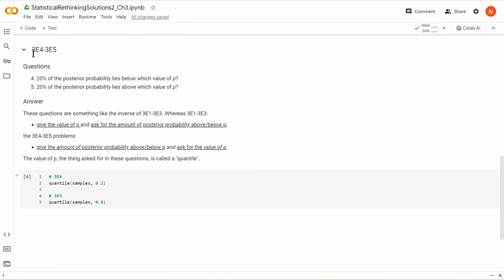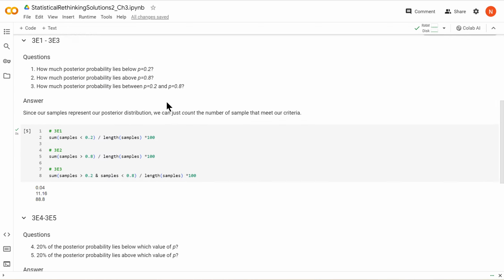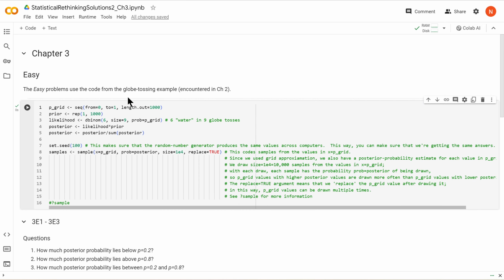Okay, so we're up to questions 2E4 and 2E5 in the second edition of Statistical Rethinking. Before we look at the questions, I just need to remind you that all of these easy questions in this chapter rely on this code here. And what this code does is it simulates the globe tossing example that's talked about in the chapter and also in previous videos in this playlist.